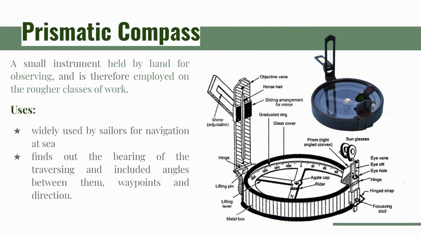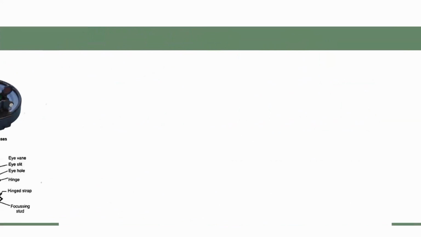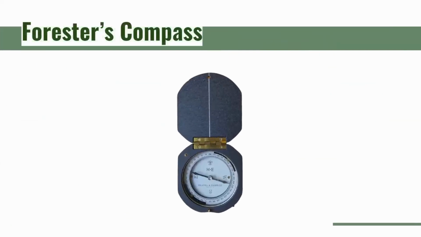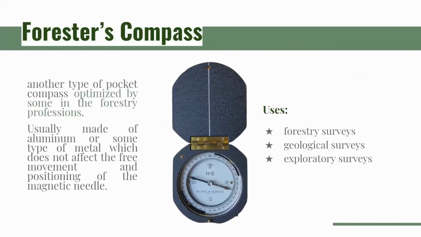waypoints, and direction. The forester's compass is another type of pocket compass optimized by some in the forestry professions. It is usually made of aluminum or some type of metal, which does not affect the free movement and positioning of the magnetic needle. It is widely used in forestry surveys as well as for geological and other similar exploratory surveys.